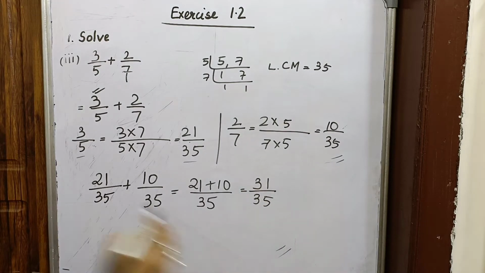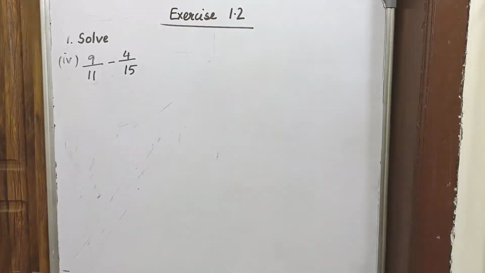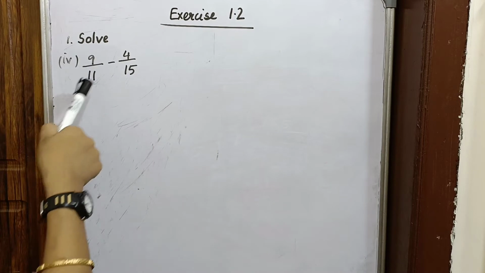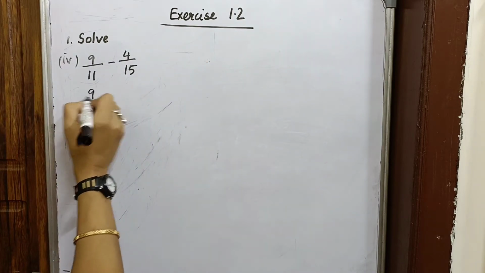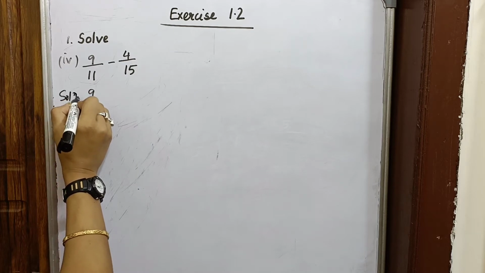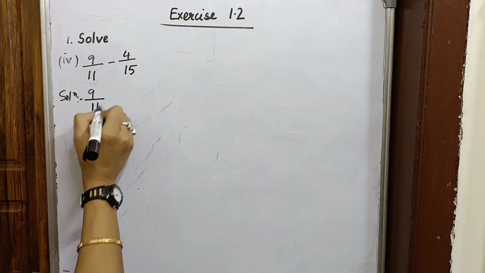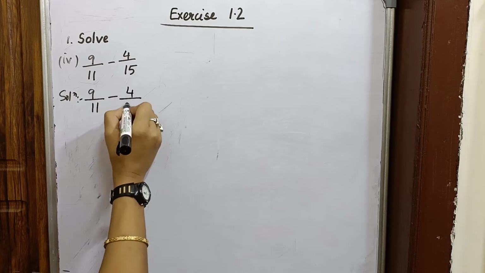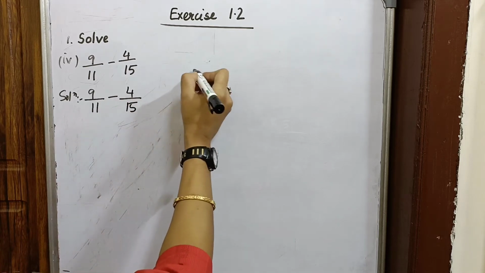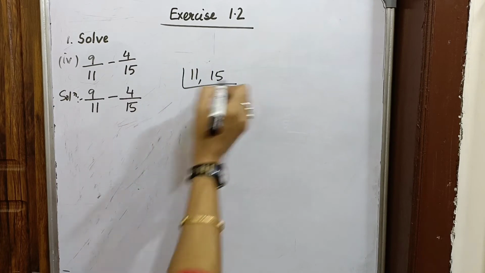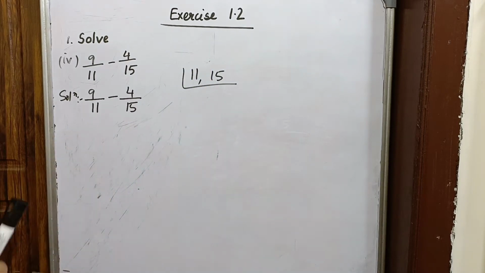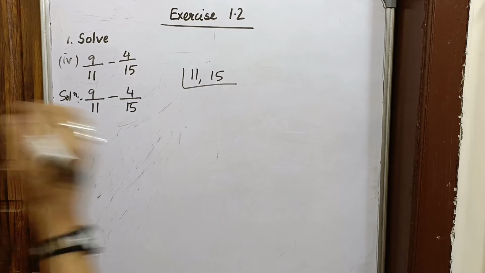So now after number 3, it is number 4. The next, number 4, is 9 by 11 minus 4 by 15. First we'll write the question as it is: 9 by 11 minus 4 by 15. So the LCM of 11 and 15 is, remember, we are taking the LCM of the denominators to make the denominators equal.